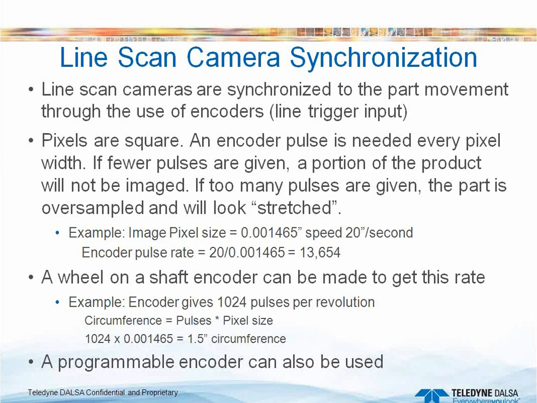So, for example, if you have an encoder attached to an object and it's not giving you the correct number of pixels to give you a 1-to-1 ratio, so the fewer number of pulses, you're going to get an image that basically looks squished, or you're going to basically lose pixels in the vertical. If the part's oversampled, then it will look stretched, like you got too many pulses, so now the part's going to look like it's been pulled out.